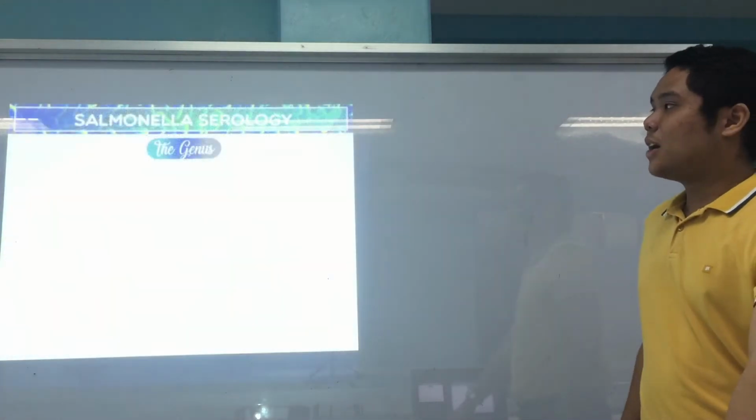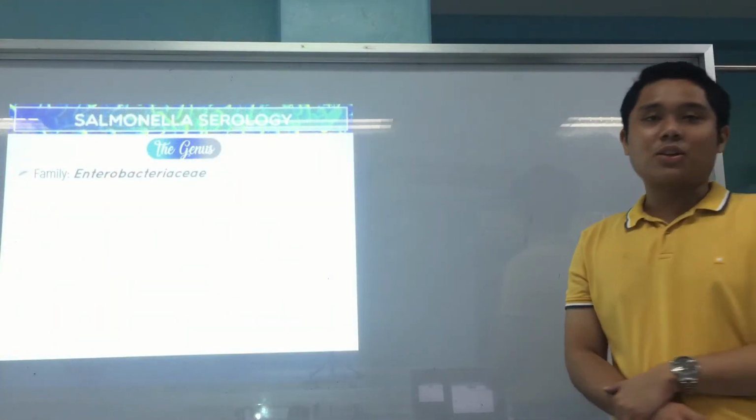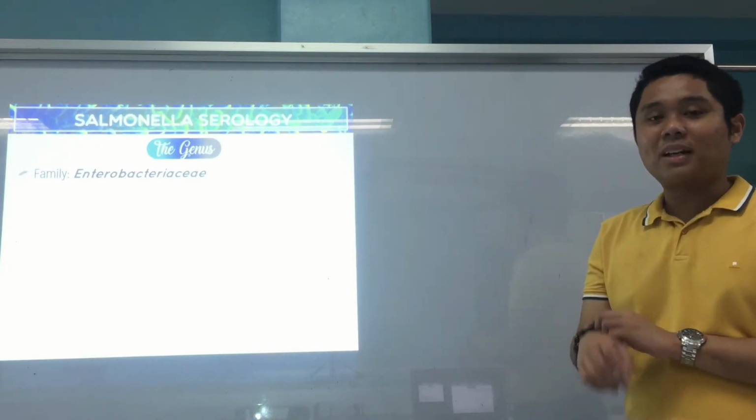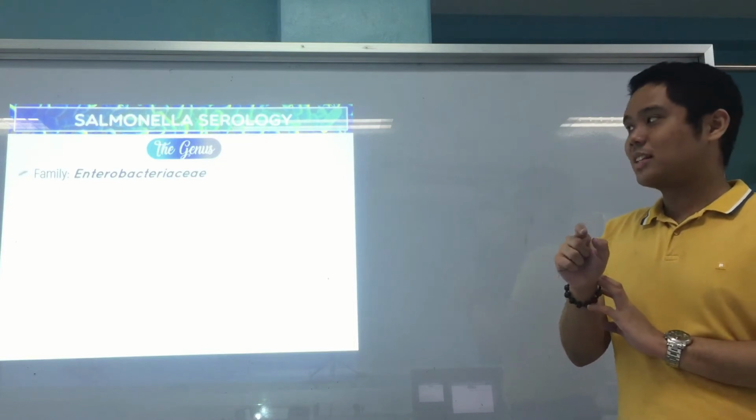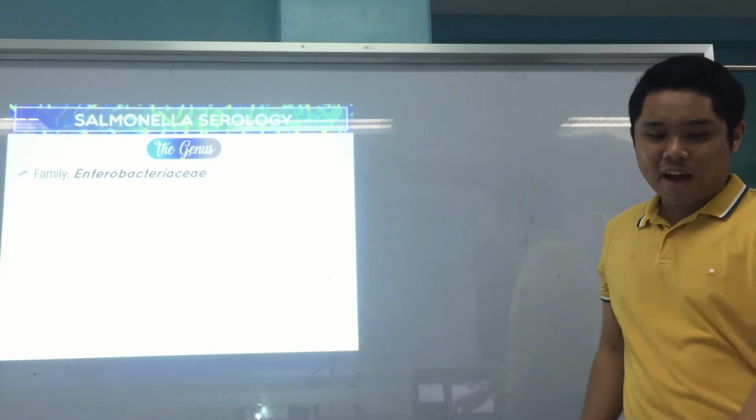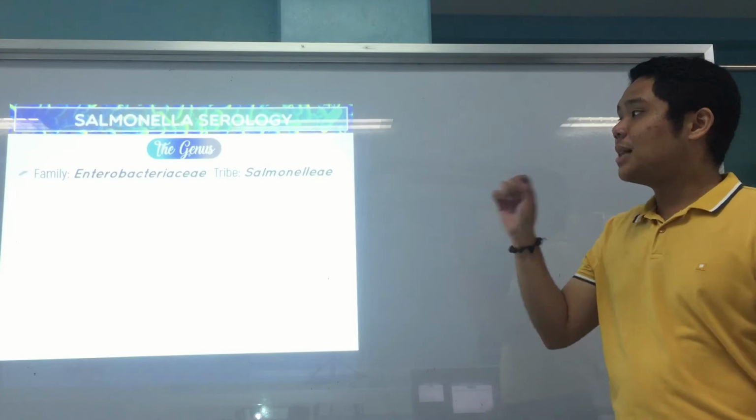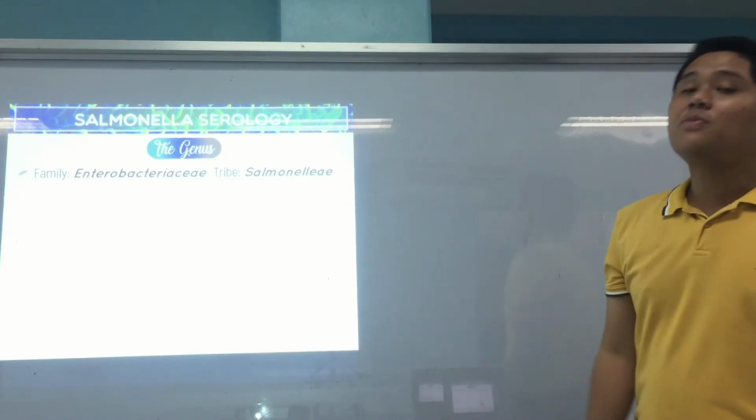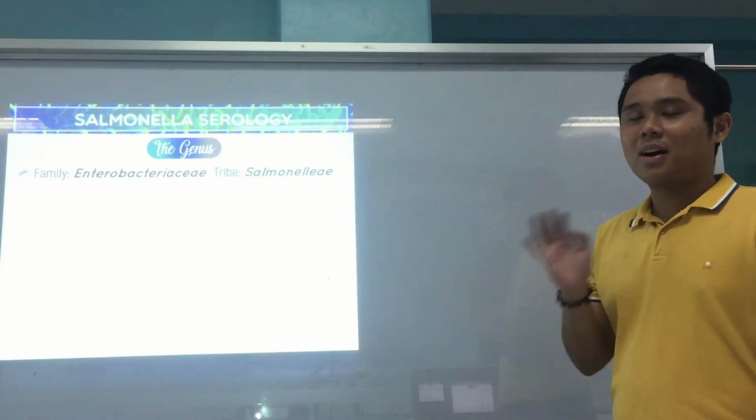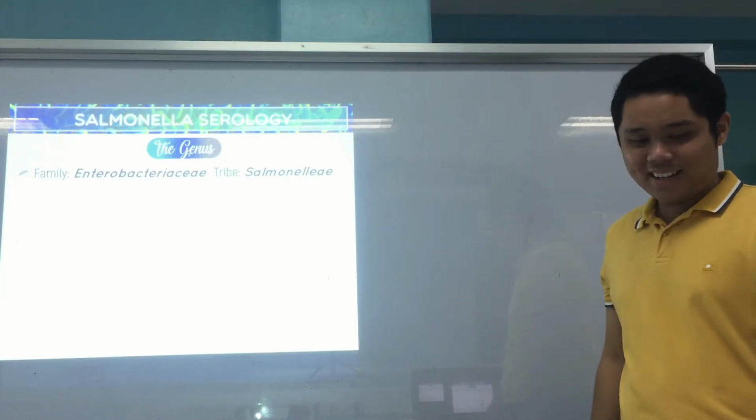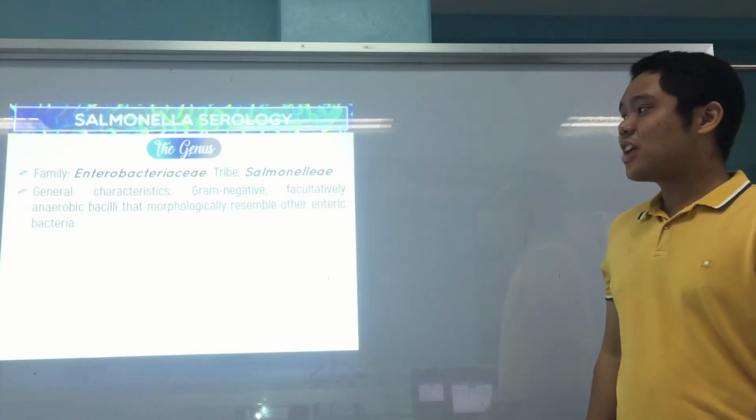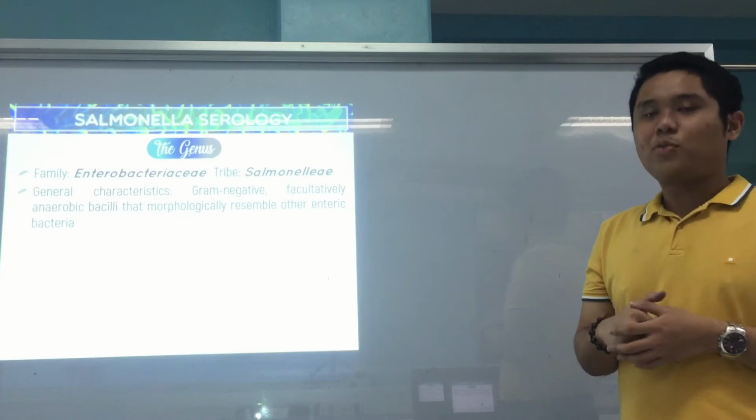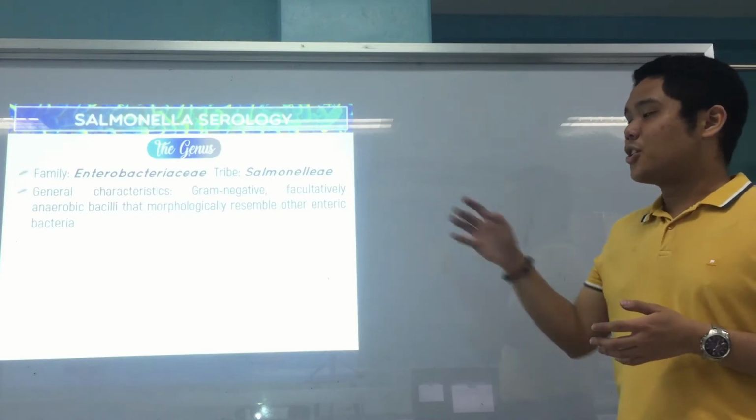Now for Salmonella, again, just a little background, a little bacteriology. The family is of course Enterobacteriaceae. Please pronounce it as Enterobacteriaceae. That's the family, and the tribe is Salmonelli. So it's part of the Salmonelli tribe. Of course, your Enterobacteriaceae, the best. Biochemical tests, can you still remember? General characteristics: it's gram-negative, facultatively anaerobic bacilli that morphologically resemble your other enteric bacteria.